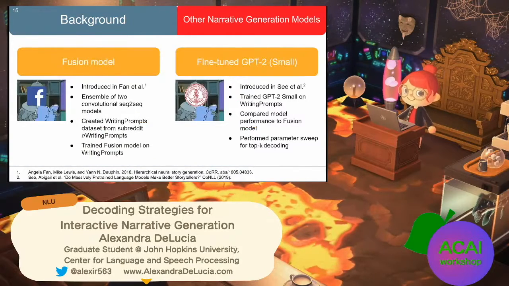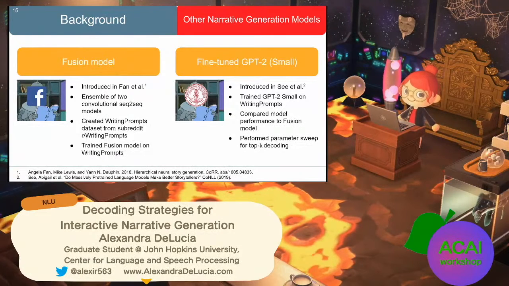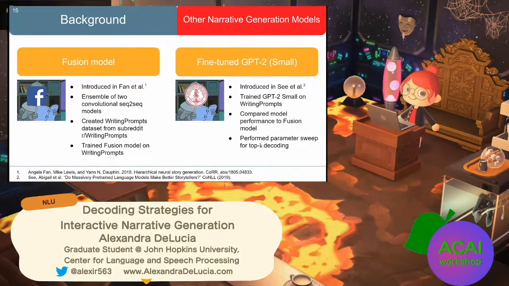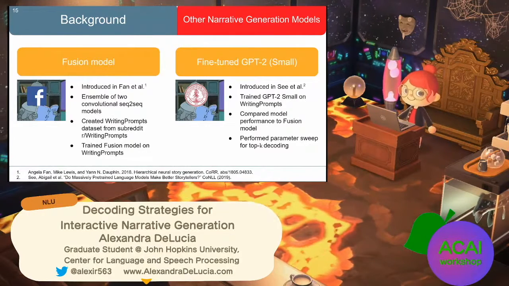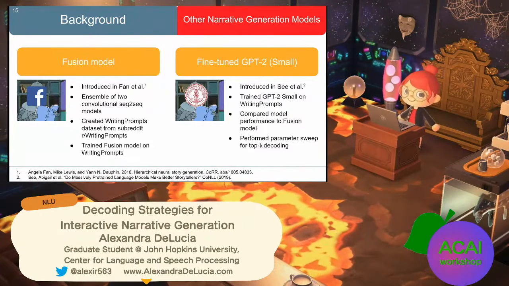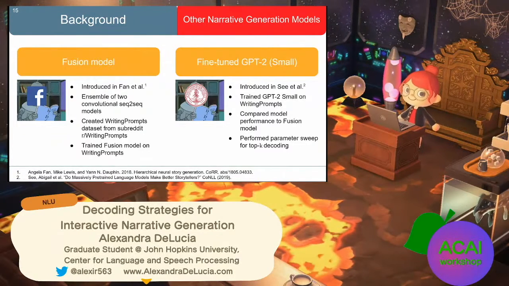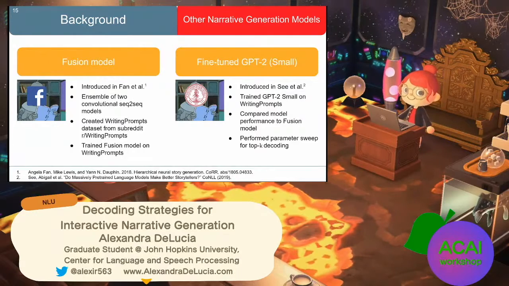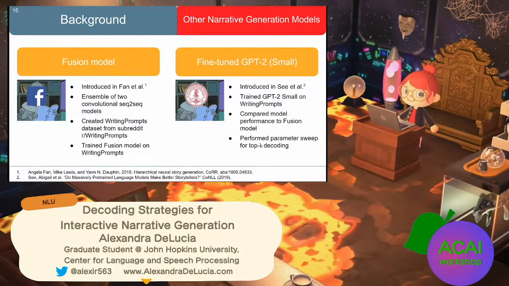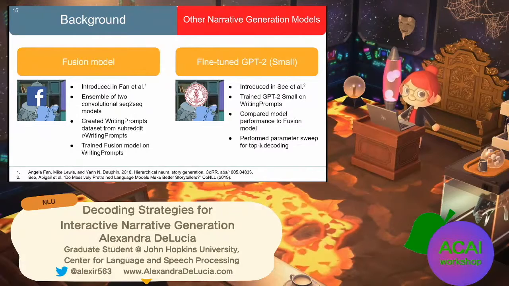So now to discuss a few other narrative generation models. The ones most relevant to ours is the Fusion model, developed by a group at Facebook, and a fine-tuned GPT-2 model from a group at Stanford. The Fusion model is an ensemble of 2 seq-to-seq models that were trained on a set of creative writing prompts and responses from the subreddit r/writing prompts. In that work, they used top K decoding with K equals 40. The fine-tuned GPT-2 model from Stanford followed the Fusion model in that they fine-tuned on the same data.